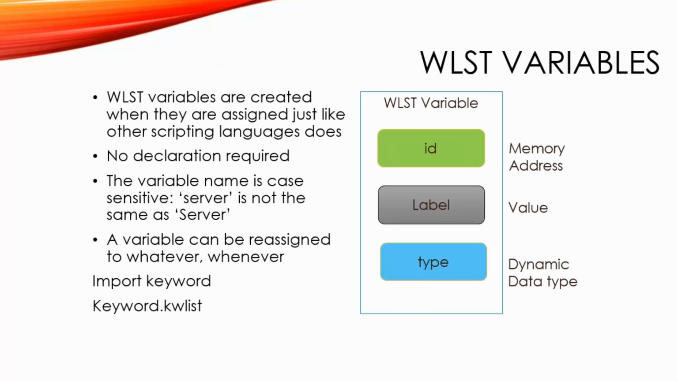Okay, so in WLST the variables are very easy to access. Whenever you create a variable, it has 3 important things. A WLST variable contains an identity, that is the memory address; a label, that is the value which you are associating; and the type, what kind of type you are going to store, whether it is an integer type or what type it is.